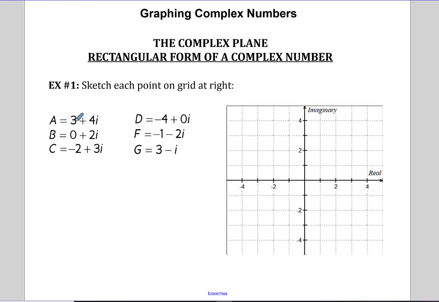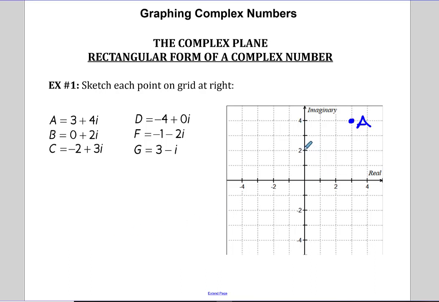So if we want to graph the complex number 3 plus 4i, 3 is the real part and 4i is on the imaginary axis. So starting from the origin, we would go 3 units on the real axis and 4 units on the imaginary axis, and that would be our complex number point A.